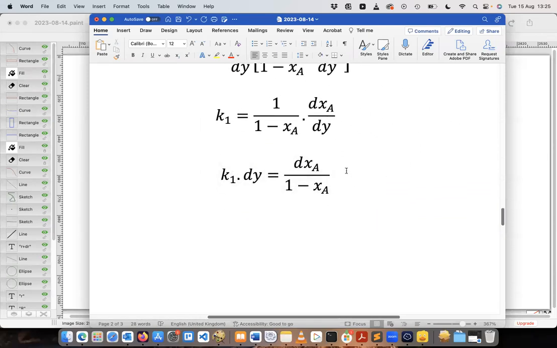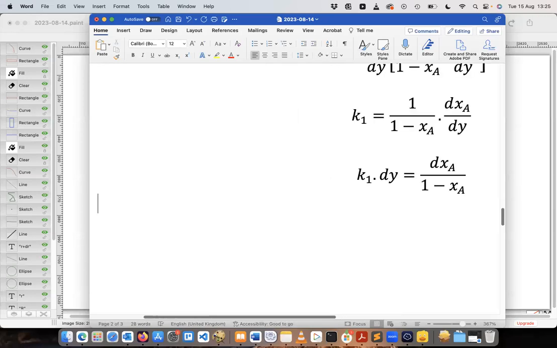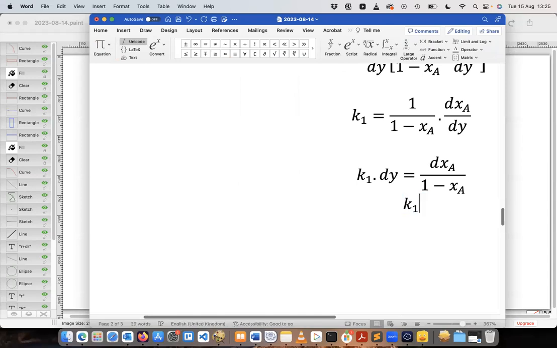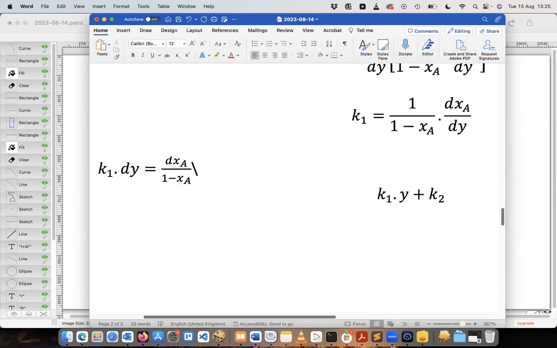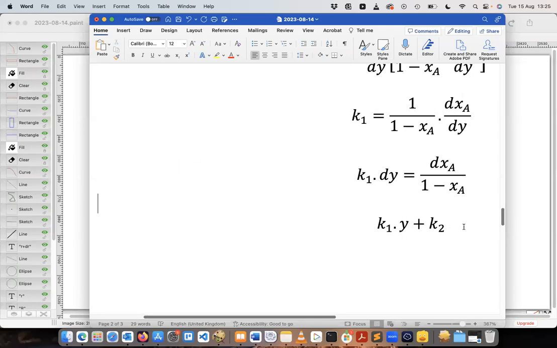So on this side, of course, we have k1 y plus k2. So there'll be a new constant of integration there. And on this side, we can write it as the ln of 1 minus x_A. And then it's a chain rule, so we should say minus here.